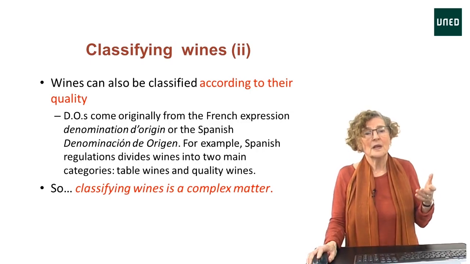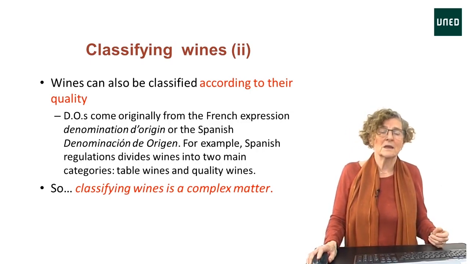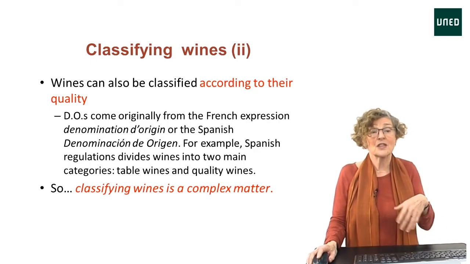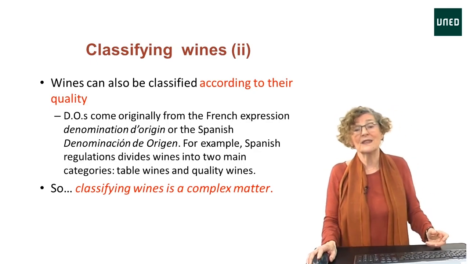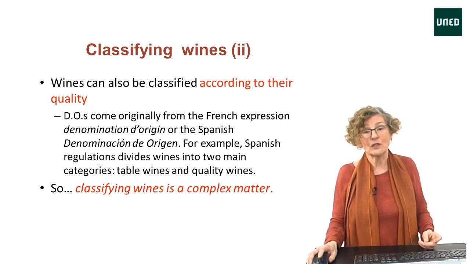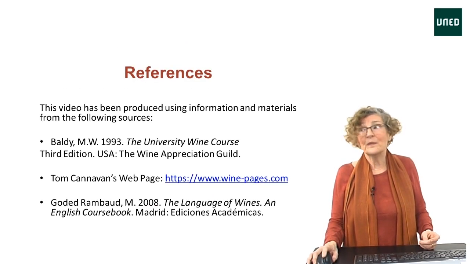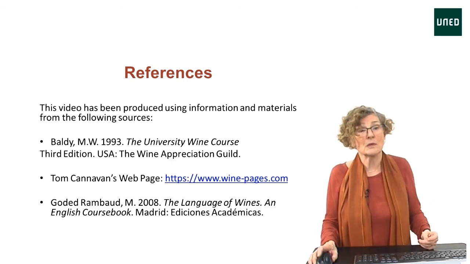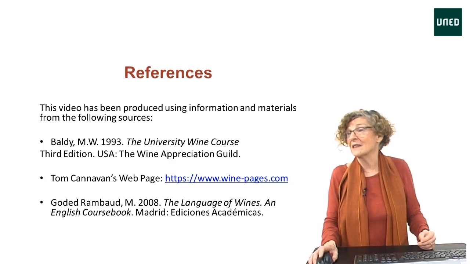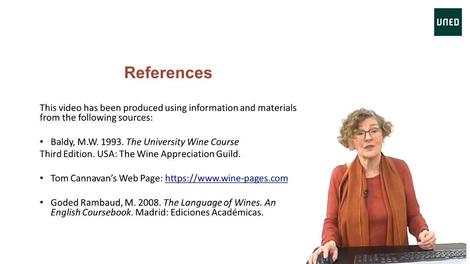In addition, in Spain, a two-category classification is also used, just table wines and quality wines, to make it easier. But the thing is that we see that classifying wines is not an easy thing. As for reference, the usual three important references, I insist on Tom Canavan's web page, which is a very good one.